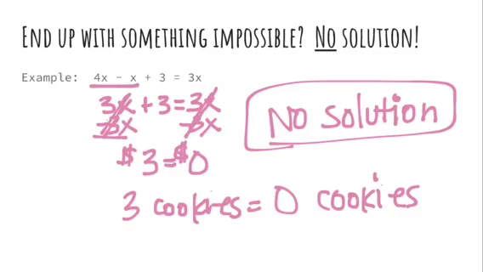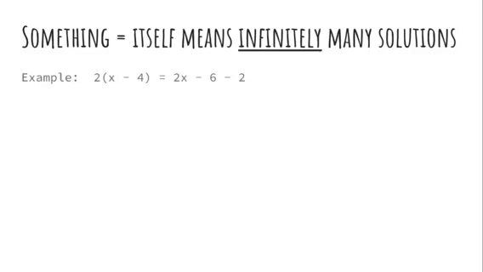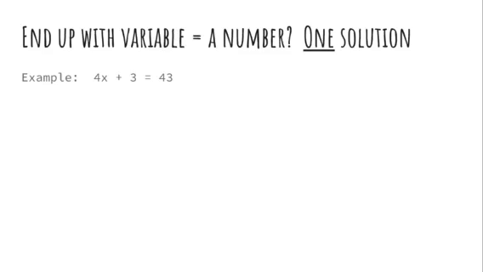So if you just remember our basics here, you already know how to solve equations. So remember, something impossible is no solution, something equal to itself is infinitely many solutions, and your normal old equation is one solution.